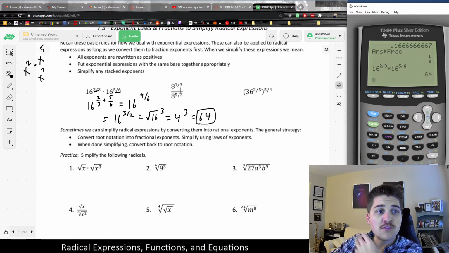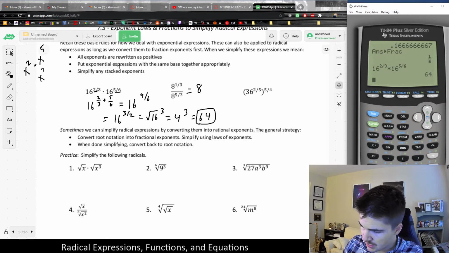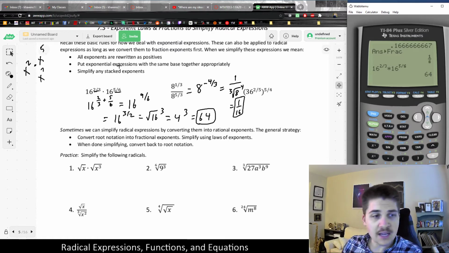Or, say we were dividing, and again, remember the base must be the same in order to use those rules for exponents. But say we're dividing two exponential expressions with the same base, that would be a subtractive effect, right? I would do this one minus this one. So this would be equal to 8 to the negative 4/3 because there's a common denominator. And then that would be 1 divided by the cube root of 8 to the 4th power, and that's actually just 1/16. So again, sometimes you can figure these sorts of things out without a calculator.